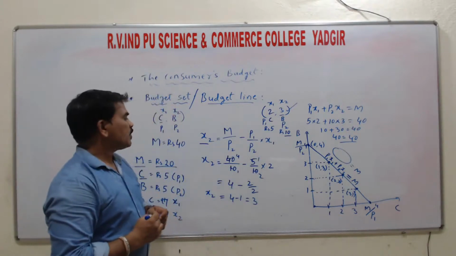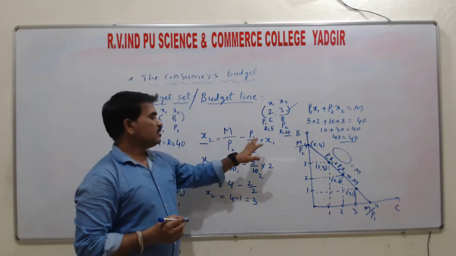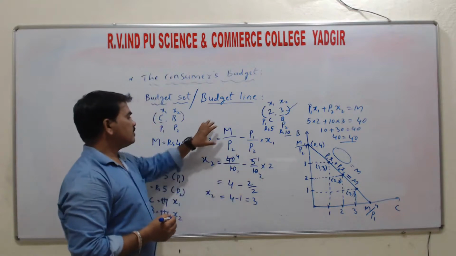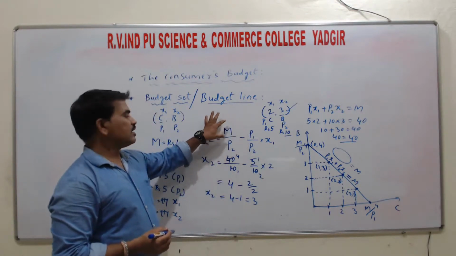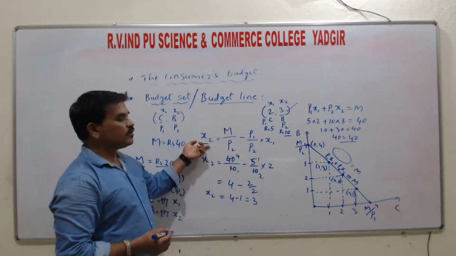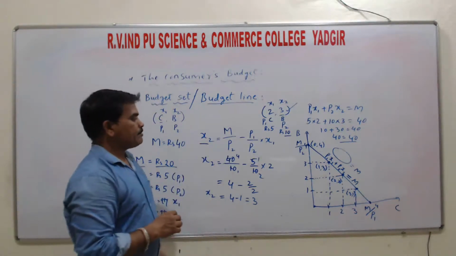It means that we can find out the quantity of the other good when the quantity of one good is given, and the prices of the commodities and the income of the consumer are given in the market. So we can find out the quantity of the second good from that bundle.